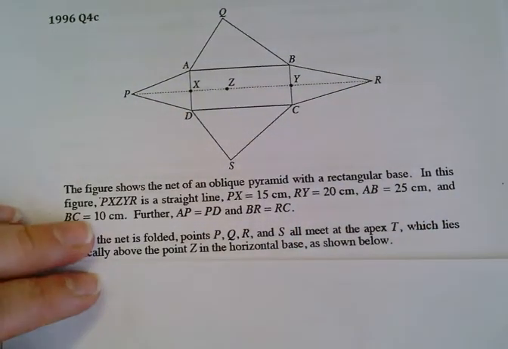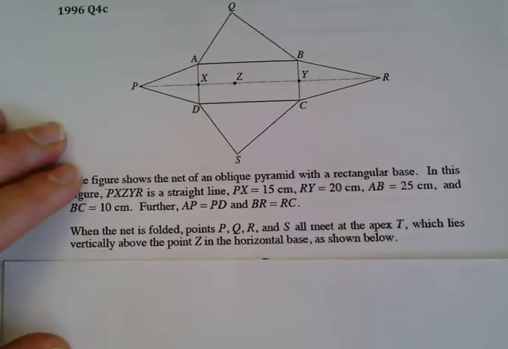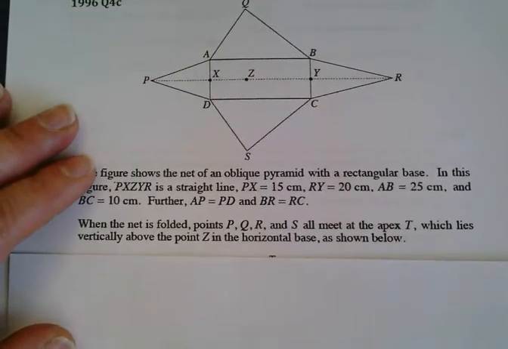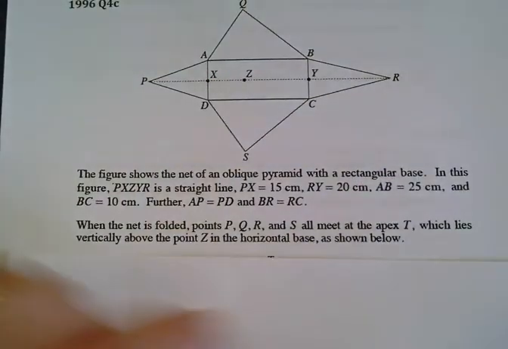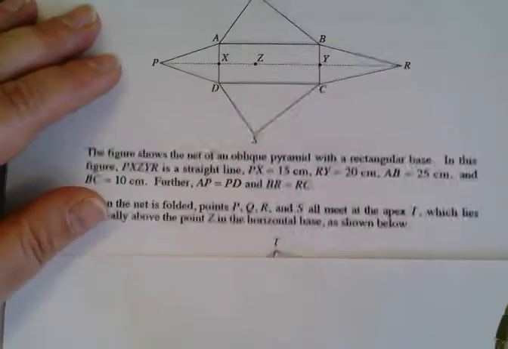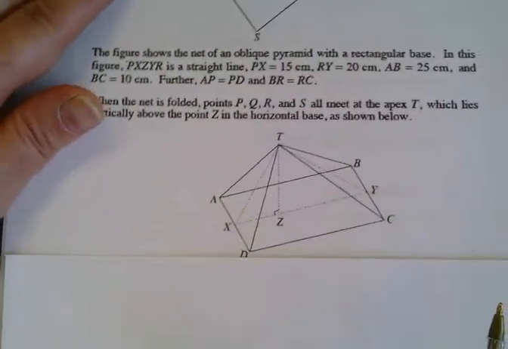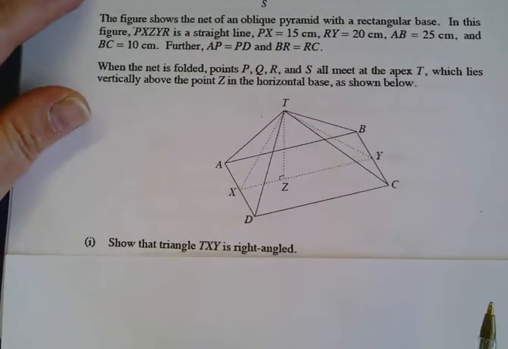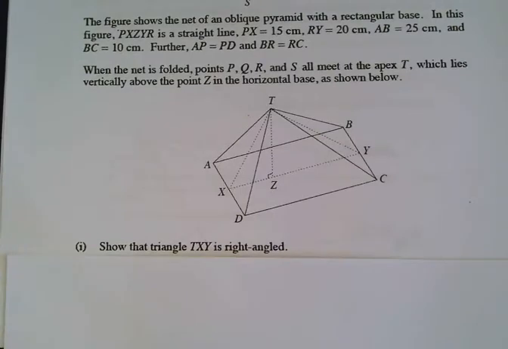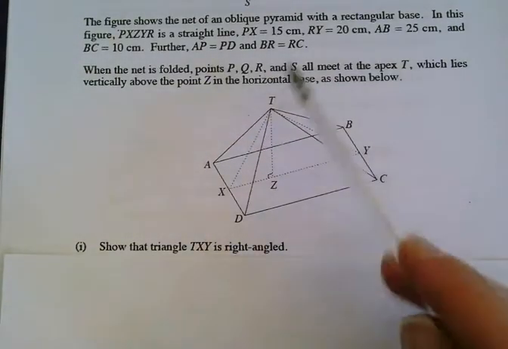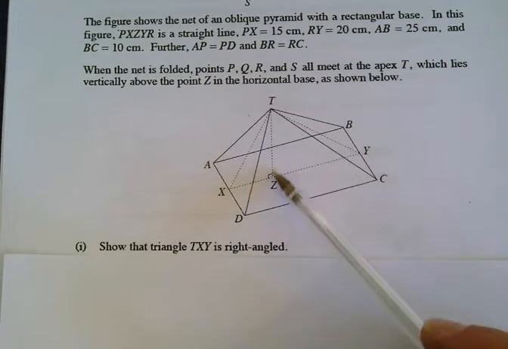And BR equals RC, that's isosceles as well. And the net is folded so that P, Q, R, and S all fold up and meet at the apex T. Now we can see here what it folds up to be. And you might want to put some units on your diagram down the bottom. So, okay, T lies vertically above the point Z on the base.